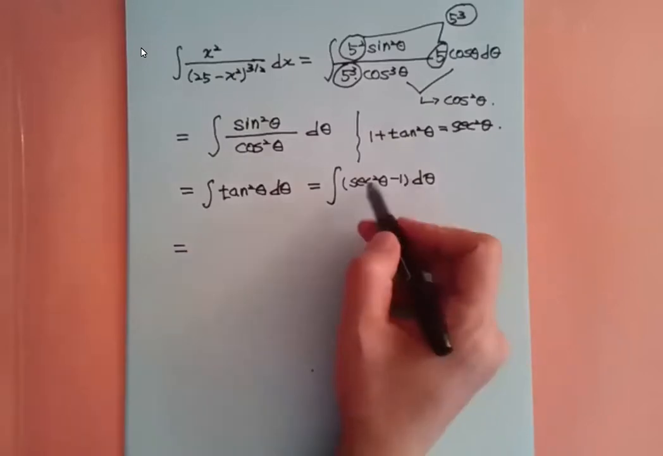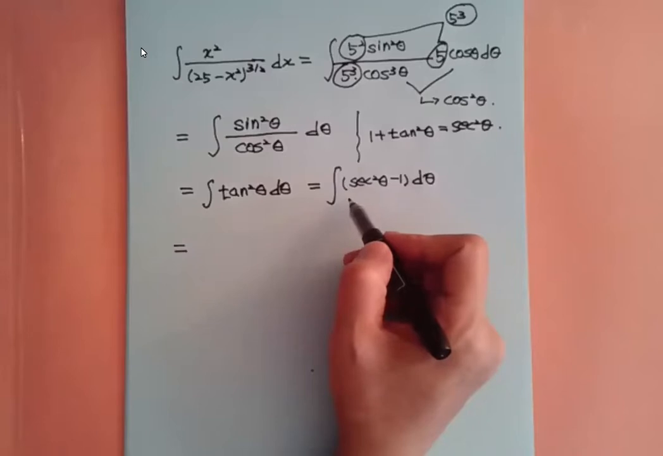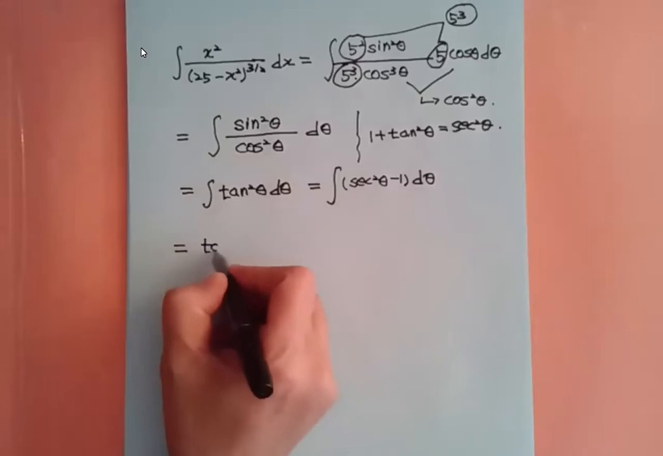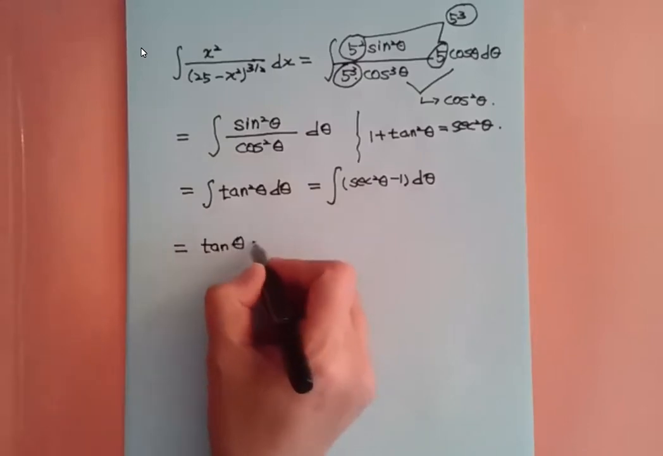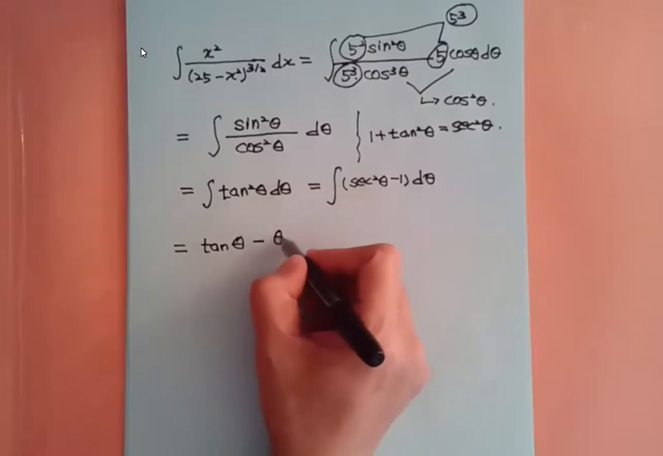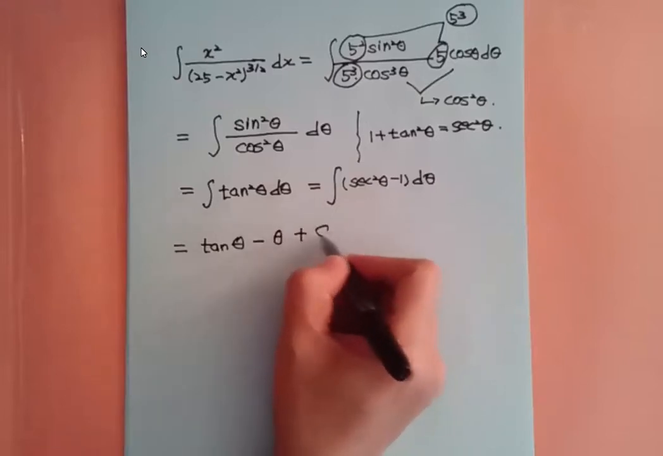So we do term by term integration. If we differentiate tangent, then we get secant squared. So if we integrate secant squared, we will get tangent. So it is tangent theta minus the integral of 1, which is theta, plus c.